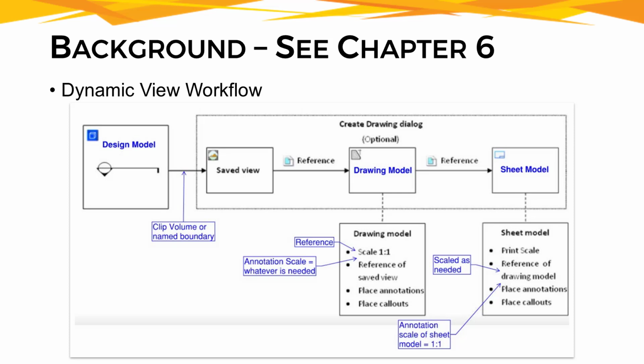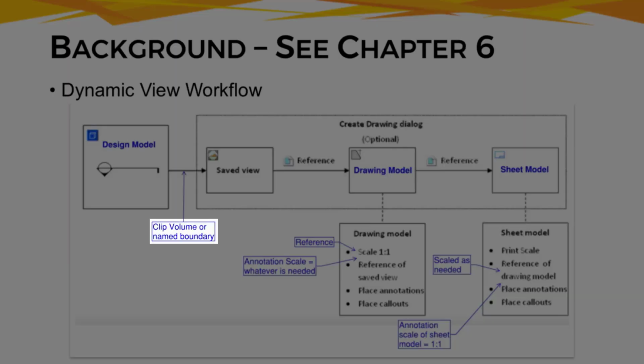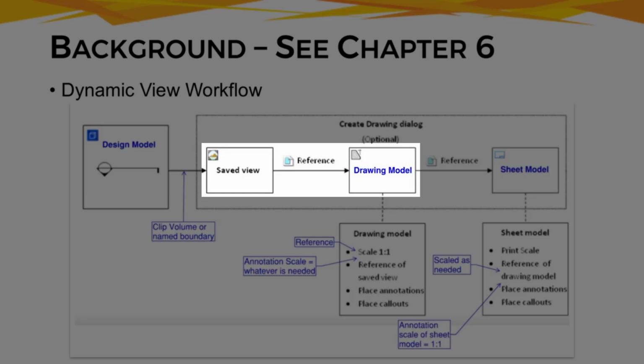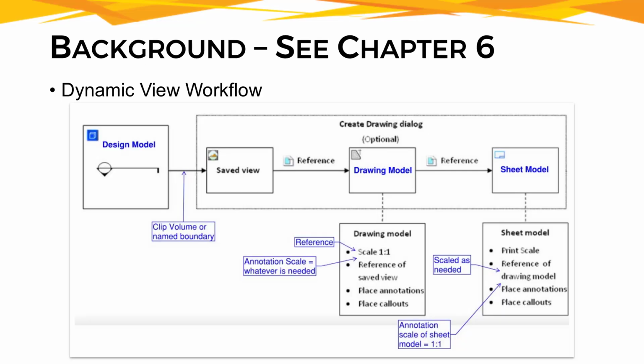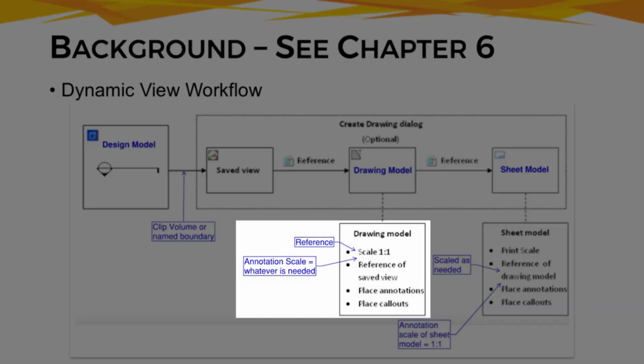So again, more often than not, you'll use one of the dynamic view workflow tools such as a section callout to first define a clip volume or named boundary, and then create a saved view, then reference that saved view into a drawing model, and then reference that drawing model into a sheet model. We'll want to make sure that we adjust the scale and the placement of the drawing model within the sheet model, so we adjust the scale to make it fit on the sheet border.